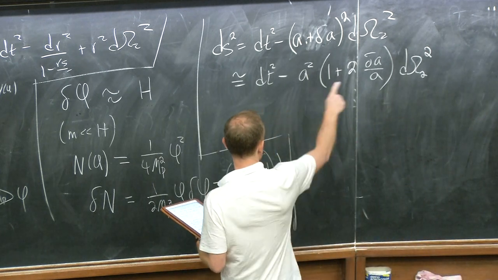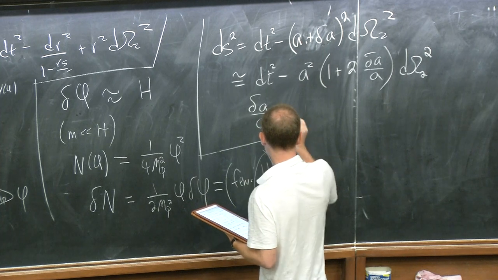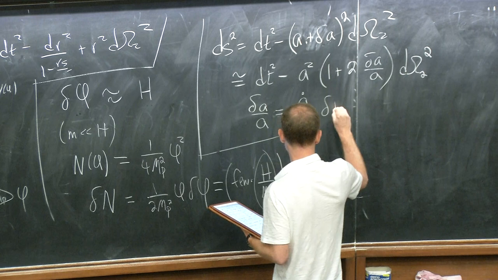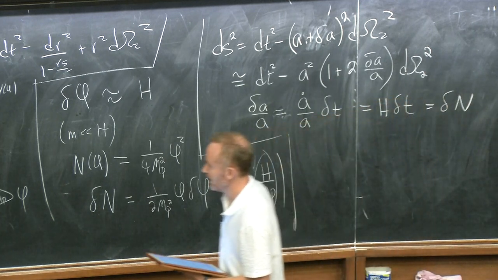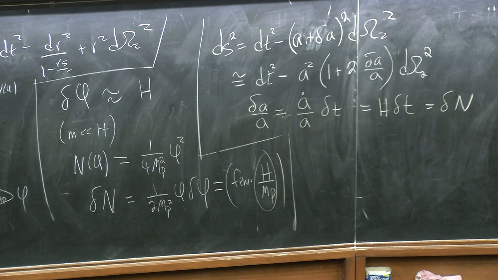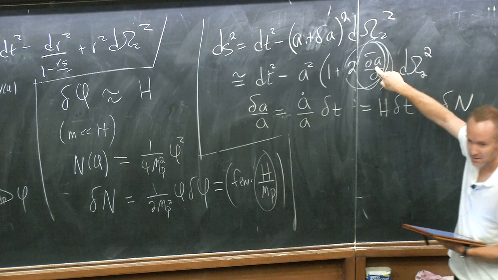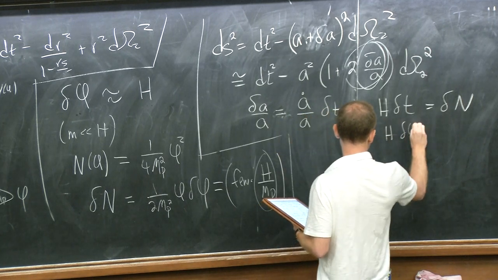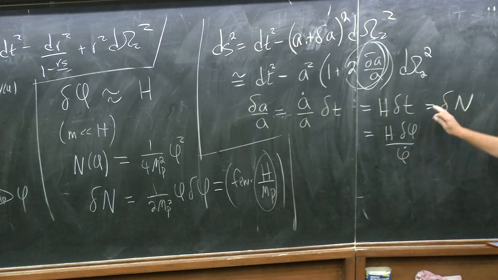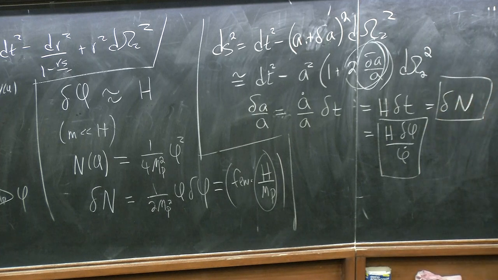Now, how big is this delta A over A? Delta A over A, I can rewrite as A dot over A delta t. So this is just H delta t. And H delta t is delta N, because remember that N is the integral of H dt. So this delta N is exactly this perturbation in the metric here. I can write this another way. I can also write this as H delta phi over phi dot. Again, just using differentials. Phi dot is d phi by dt. And so this is another standard formula for the size of the perturbations.